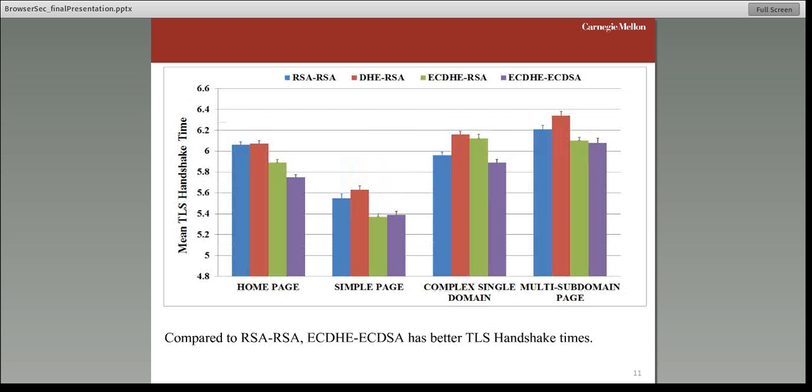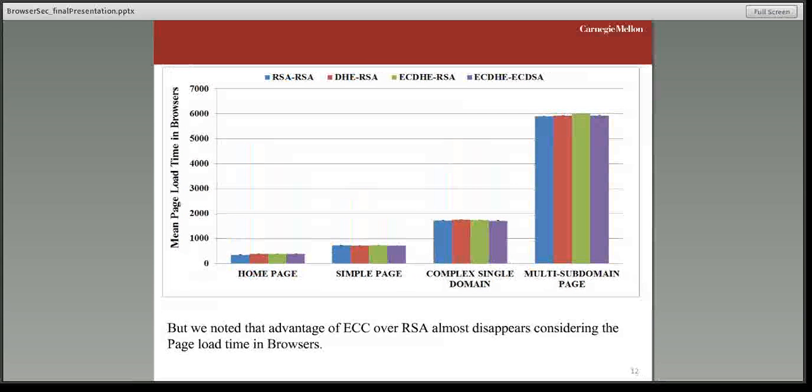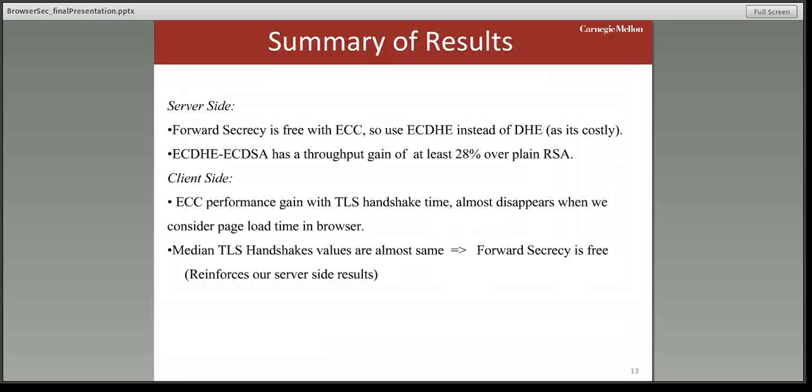Further taking a look at the mean value for TLS handshake time, we can see that ECDHE ECDSA has better TLS handshake times as compared to the plain RSA. But we noted that when we are observing the total page load time in the browser, the performance advantage of ECC over RSA disappears. So to summarize the results, these are the major takeaways from our work.